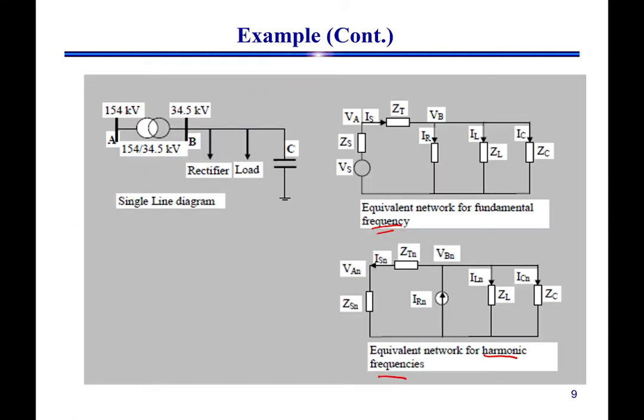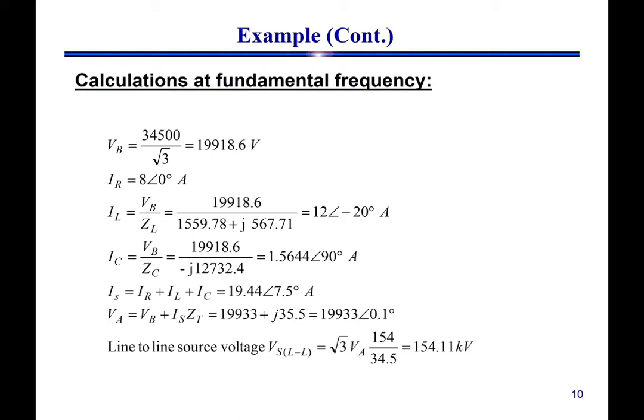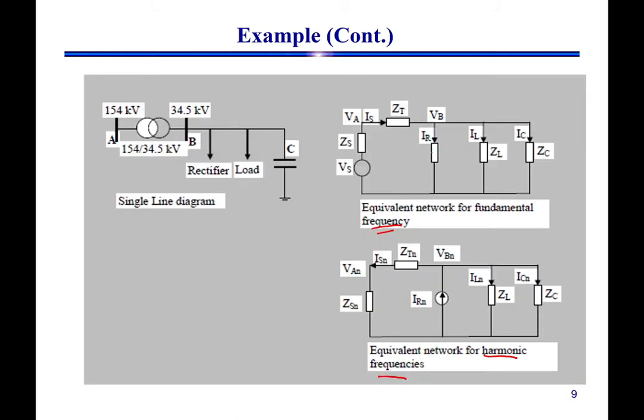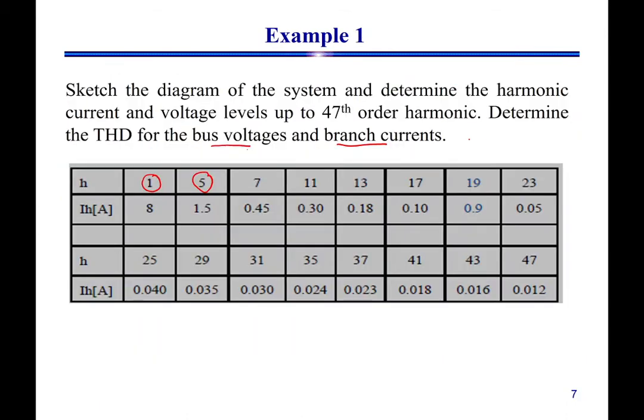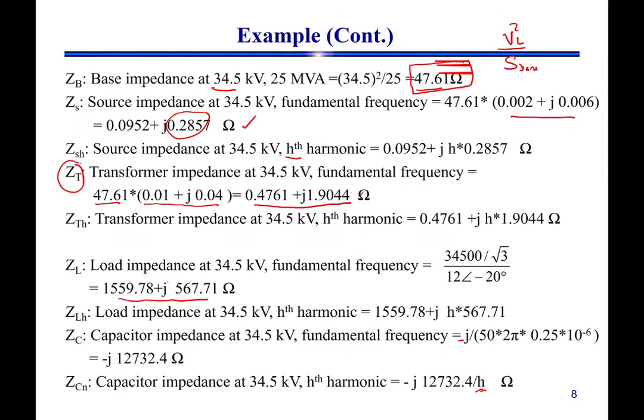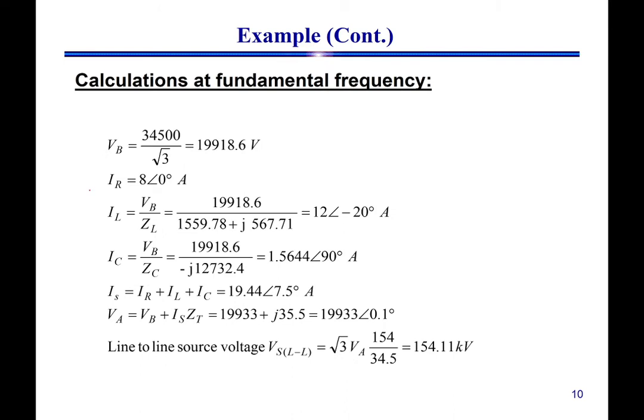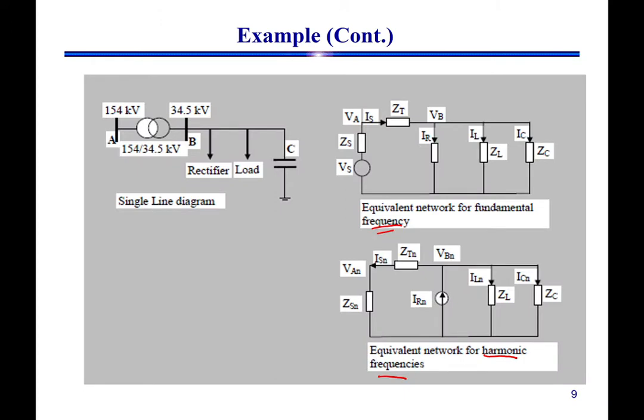Then if we would like to calculate IC, it will be the voltage divided by ZC. I load is given. Then IR, the current which is taken by this nonlinear load, is also given, which is 8. So that current is also given, and then we are able to find the different currents in the system. Then I source, of course, looking at the circuit, will be the summation of IC plus IL plus IR.